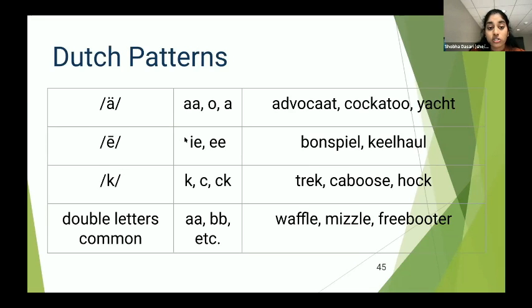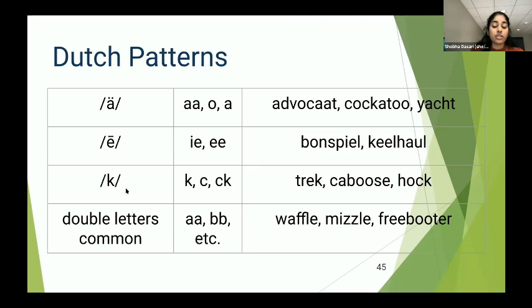For the E sound in Dutch, this can be spelled IE and it can also be spelled EE. So for example, Bonspiel would be an IE example, and then Kielhall would be an EE example for Dutch. The K sound in Dutch could be spelled with the K, C, or CK. I think the C is usually the most common at the beginning of words, and the K and CK are the most common at the ends of words. So trek, caboose, and hawk are some different examples of the K, the C, and the CK.